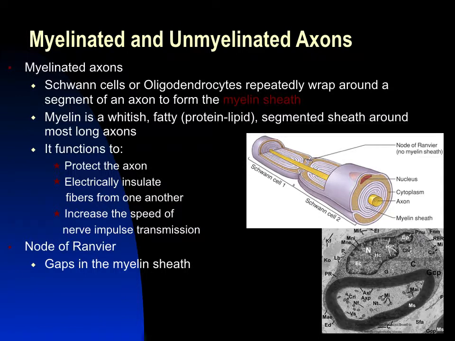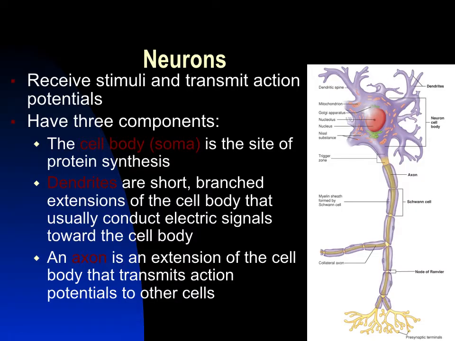And there's an actual picture of the cell wrapped around an axon. So really kind of a cool thing. So that should get us to start talking about neurons. Neurons are the business cells of the central nervous system. They can receive stimuli and transmit action potentials. We'll talk a lot about those later. Just for now, it's just action potentials.